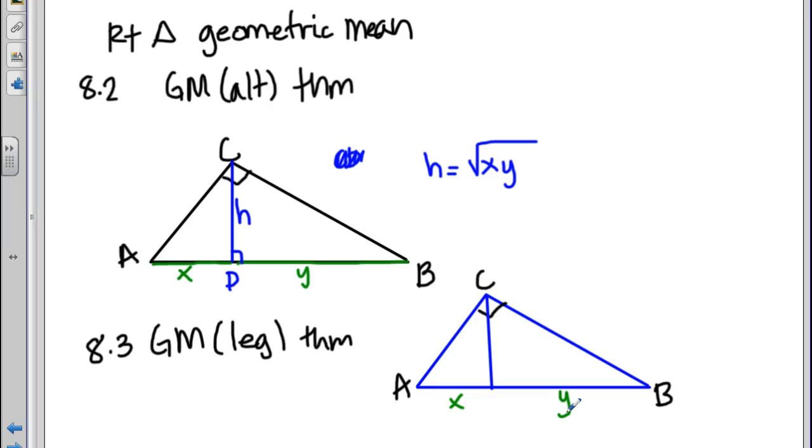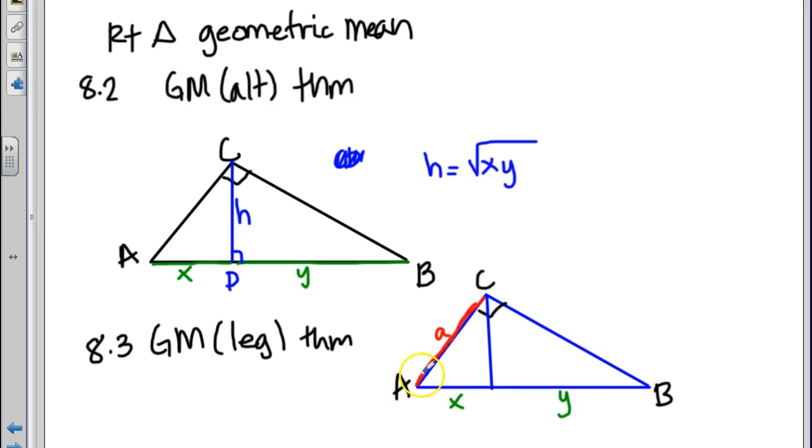True. The length of the leg of this triangle is the geometric mean between the length of the hypotenuse and the segment of the hypotenuse adjacent to the leg. All right, so let's put that in English. Let's say that we're talking about this hypotenuse right here. Actually, it's the leg. It's the hypotenuse of this little one, but this is the leg of the big triangle.